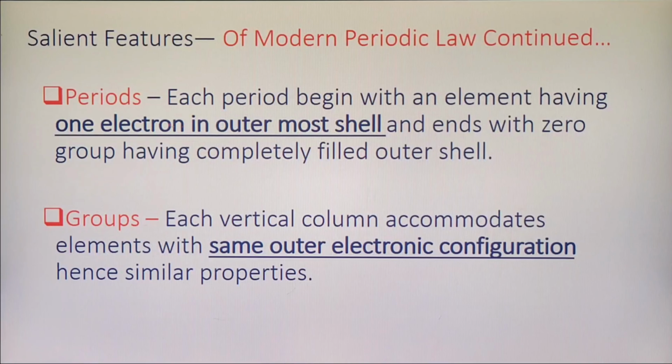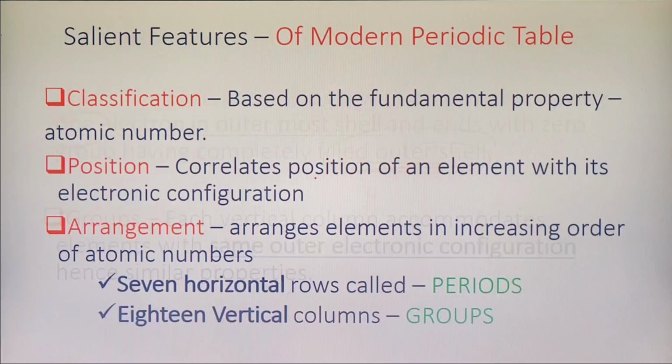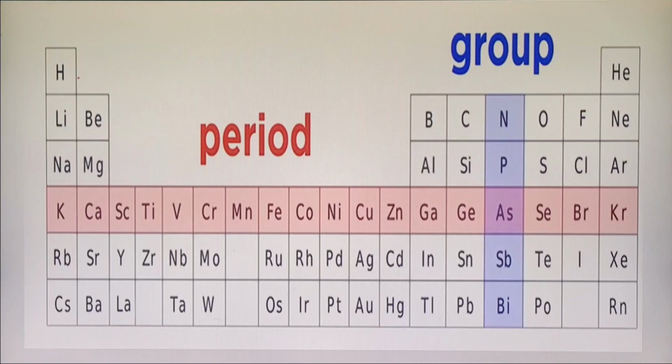Clear? Now please look at the statement here, children. Each period begins with an element which is having only 1 electron in the outermost shell, and by the time you reach the end of the period, you will have a fully filled outer shell. Okay, I will just explain this statement once again to you. If you just have a look, hydrogen has how many electrons in its outermost shell? It has 1 electron. Whereas helium has 2 electrons, and we call this a duplet.